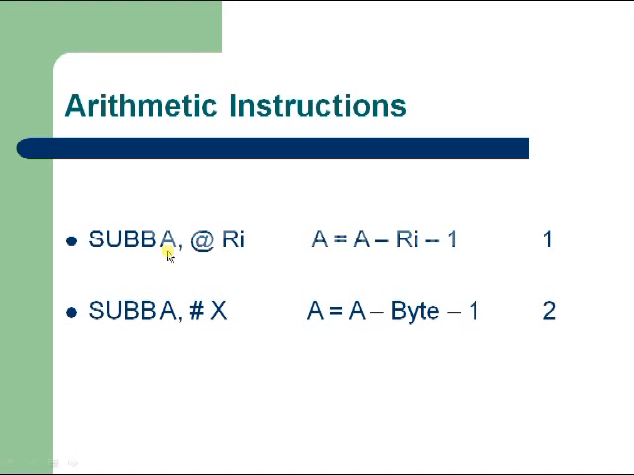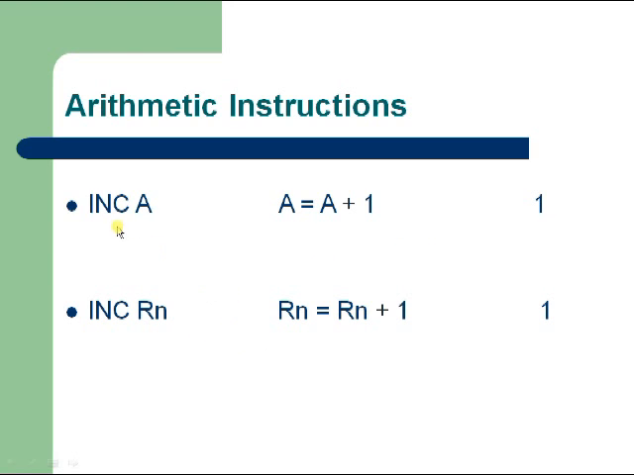Now SUBB A, @Ri does the same thing as we have discussed for add, that is the value at Ri is subtracted from A as well as the carry or borrow, and the result will be stored inside the A register. And the same way with an immediate value. INC A increments this particular register, and the result is again stored inside A.